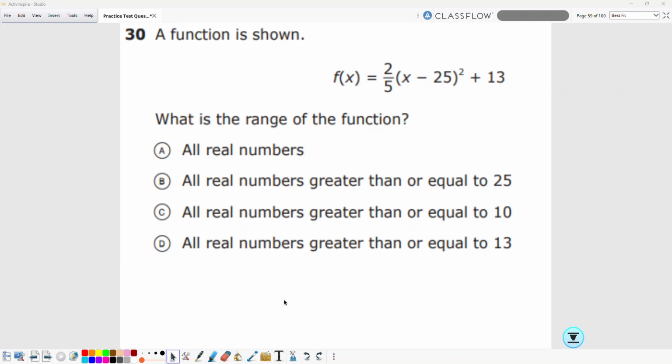Number 30, a function is shown. What is the range of the function? Well, the range, let's remember what domain and range are.